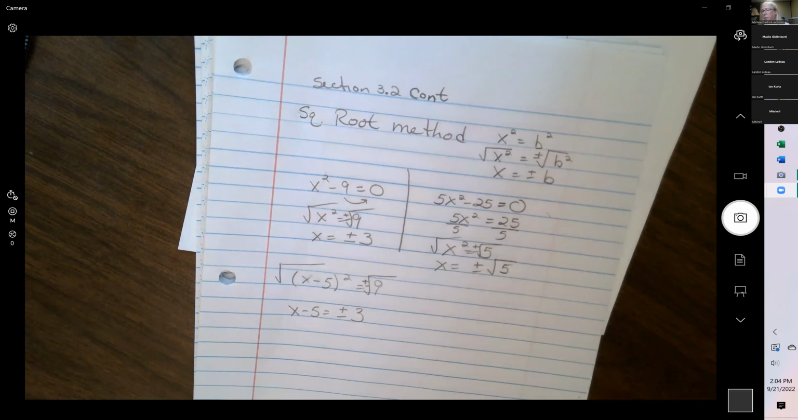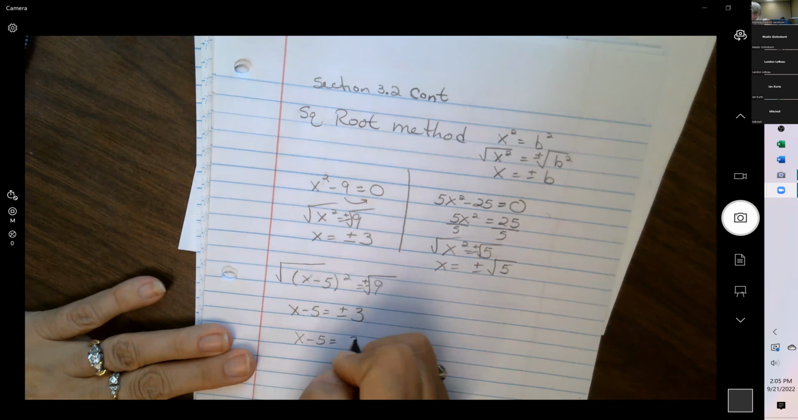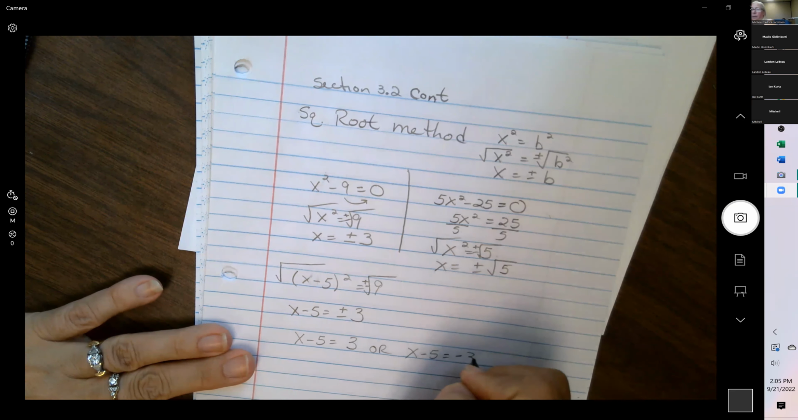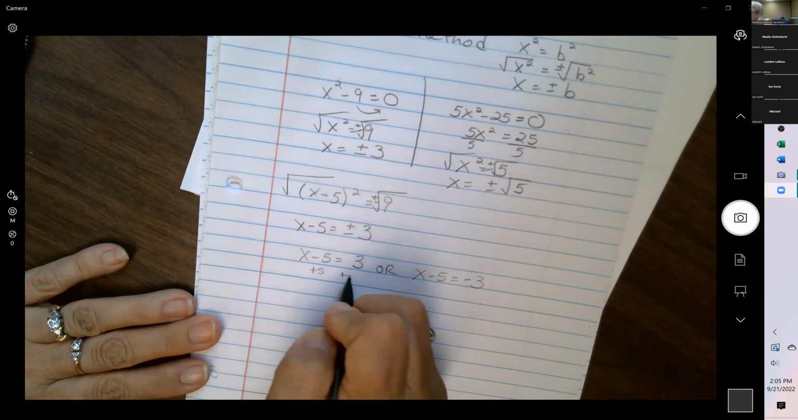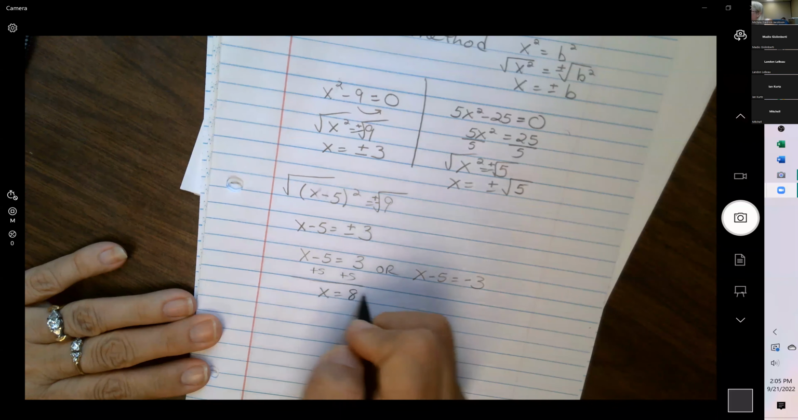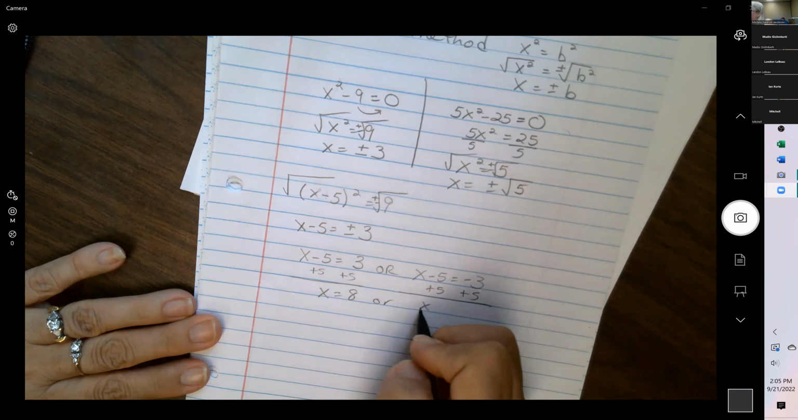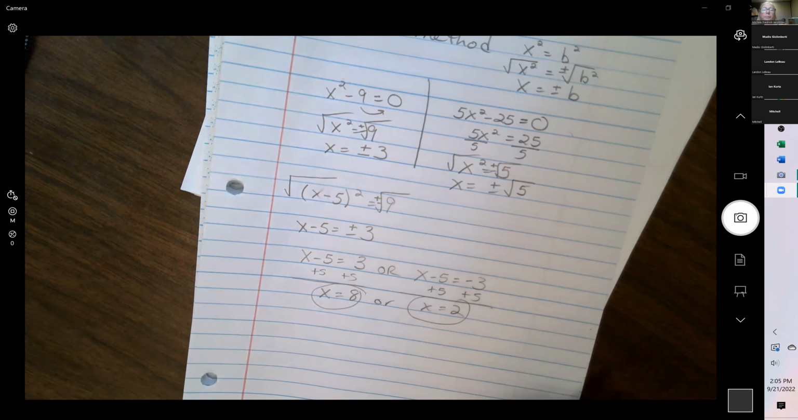But then it breaks it into both parts because you have the positive 3. So x minus 5 equals the positive 3, or x minus 5 equals the negative 3. Add the 5 and get 8. Or when we add the 5 on this side, we get 2. So there's 2 possibilities, 8 and 2. Any questions on that?